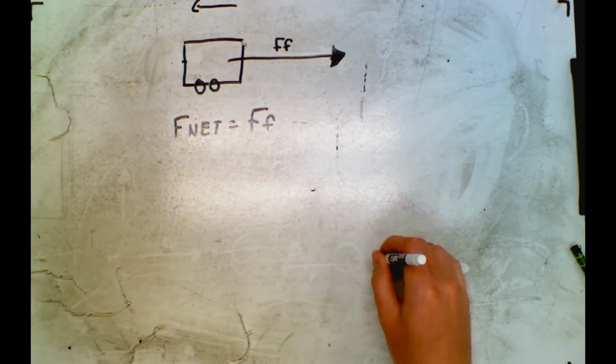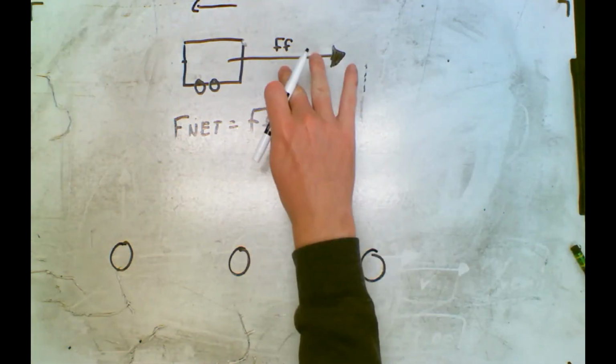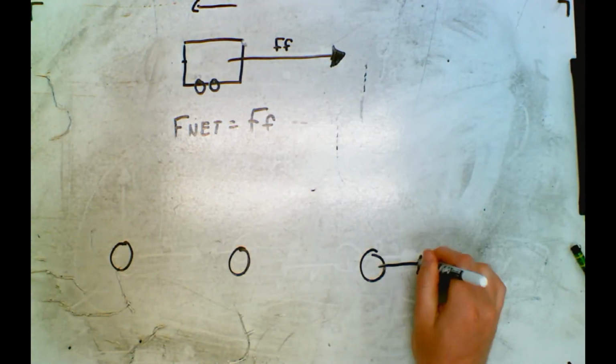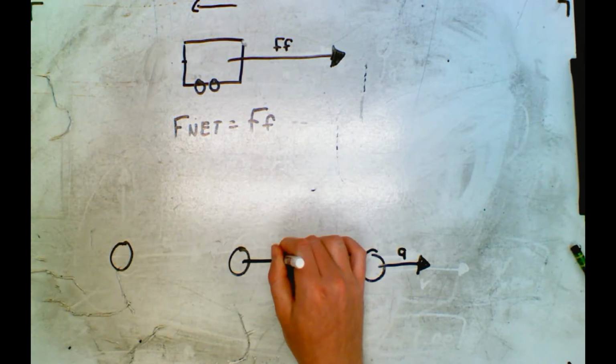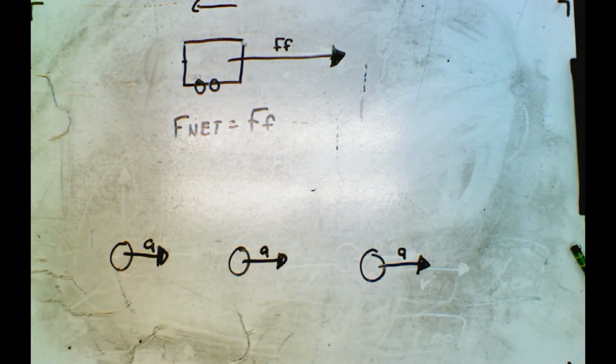And if we draw a vector diagram as it moves over here, because our net force is to the right, that means our acceleration is going to be to the right as well. And our acceleration is always going to be constant, so you don't have to worry about that. So our acceleration is constant to the right because our F-net is to the right.